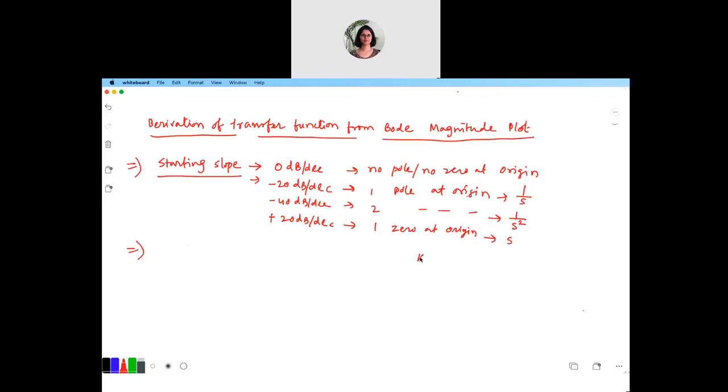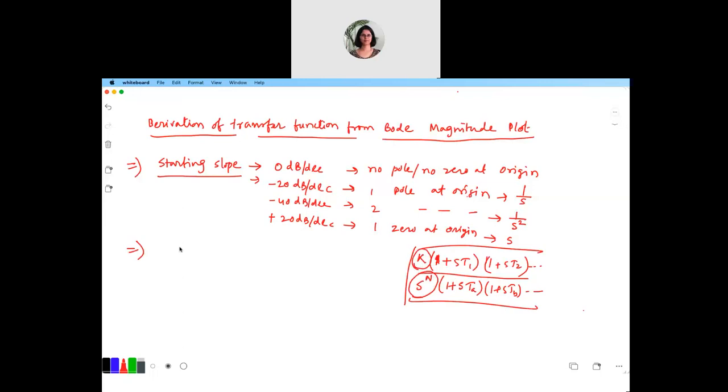Transfer function can be written as k multiplied by (1 plus s t1) into (1 plus s t2) and so on, divided by s to the power n, and then (1 plus s ta) into (1 plus s tb) and so on, with the s term either in the numerator or the denominator, whichever it is. Like this will be the transfer function. From the starting slope, I'll be able to get this first term: how many poles or zeros are there at origin. From the second step, I should be able to get the value of k, the constant term.